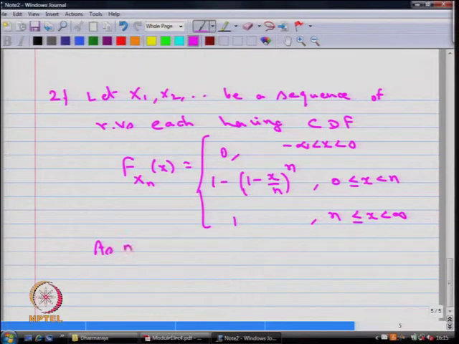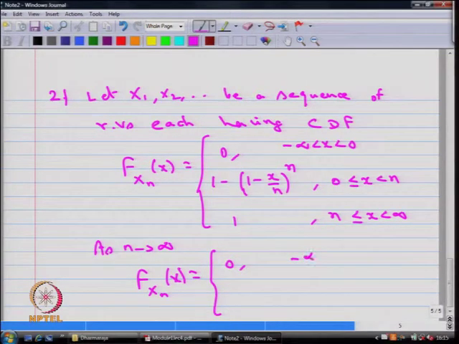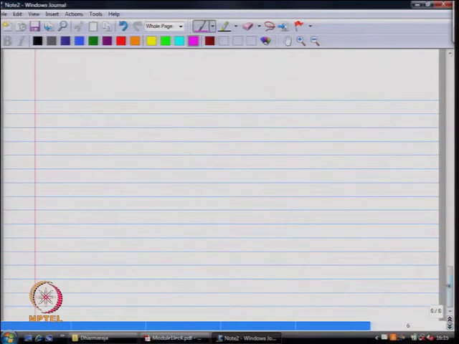As n tends to infinity, we get F suffix X n of x that becomes 0 from minus infinity to 0, and it takes a value 1 minus e power minus x from 0 to infinity. As n tends to infinity, the CDF of the random variables X n becomes 0 between the interval minus infinity to 0, and the value becomes 1 minus e power minus lambda x, where x lies between 0 to infinity.